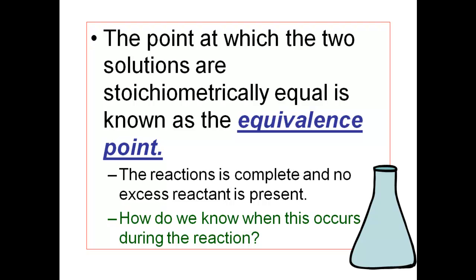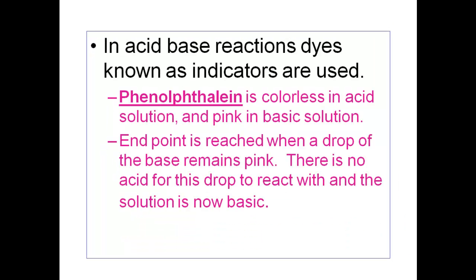How do we know when this occurs during a reaction? We use what are called indicators. So in acid-base reactions, these dyes or indicators are used. One that's very popular is phenolphthalein. It's colorless in acid solution, but as the solution starts to neutralize, and if it should go past being neutral and become a basic solution, it will turn pink. The end point is reached when a drop of the base remains pink. There is no acid for this drop to react with, and the solution is now basic.